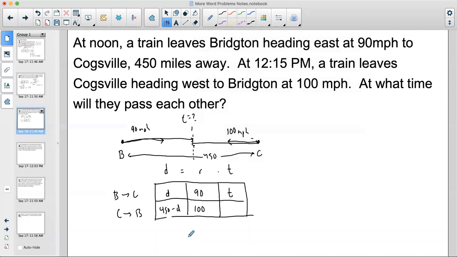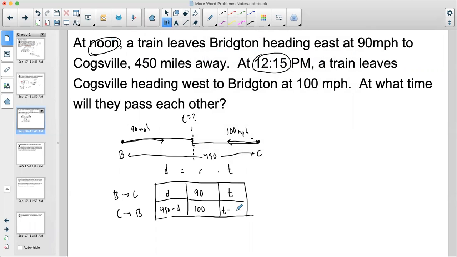450 minus D. And now the times are a little tricky on this one because of this 12:15 part. We've got 12:15 and we've got noon. I feel like we saw this in a different problem once. How much more time is 12:15? The one that left earlier travels for more time. The one that left later travels for less time. So this is going to be T minus something. What goes here, though? It's tempting to say 15.